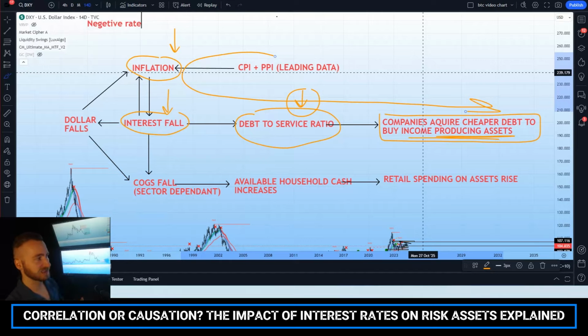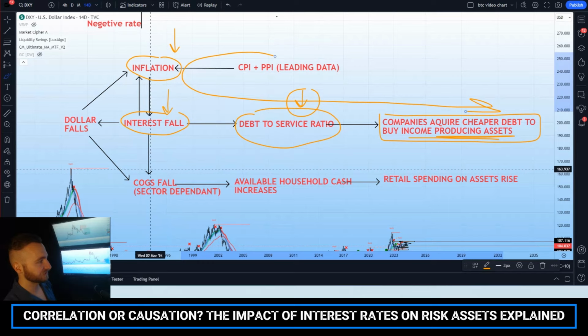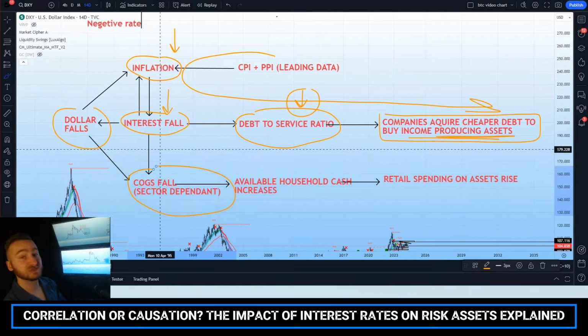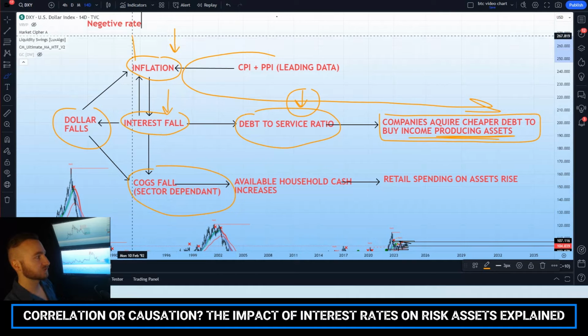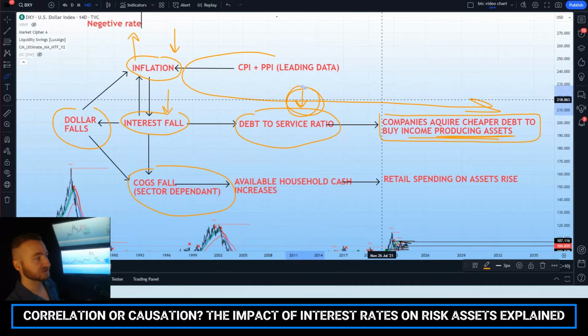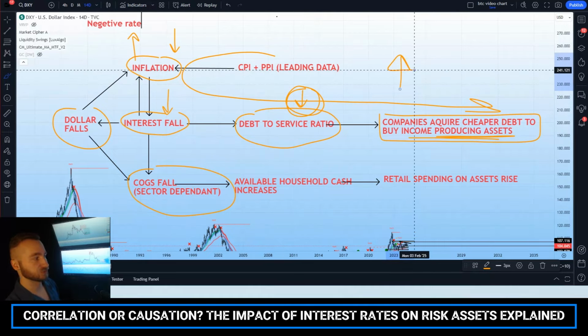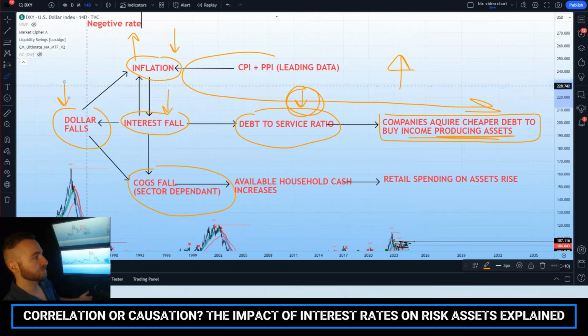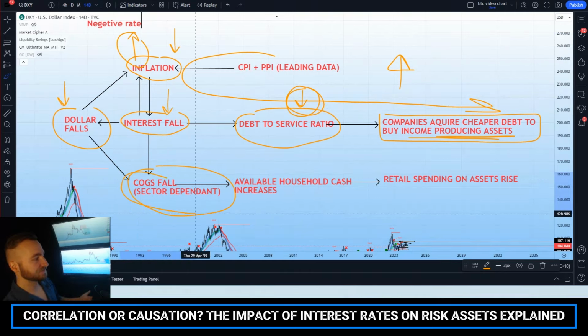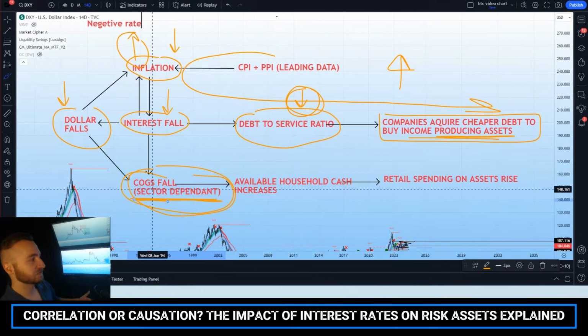It is fantastically bullish. But if we look at individuals, if we see interest rates fall, we generally see the dollar falling. We generally see the cost of goods and assets fall. The reason we see the dollar falling is because inflation will start to rise back up again as the cost of debt decreases and spending in the economy starts to grow. So we generally see the dollar fall. We generally see inflation rise. We see the cost of debt decrease. And generally, it is going to be sector dependent. We see some cost of goods and services decrease. It depends on the sector.